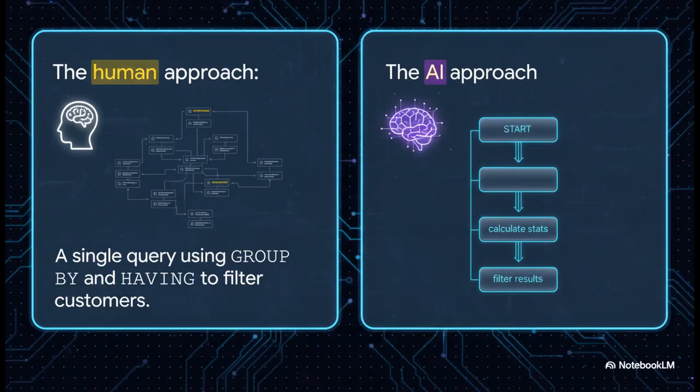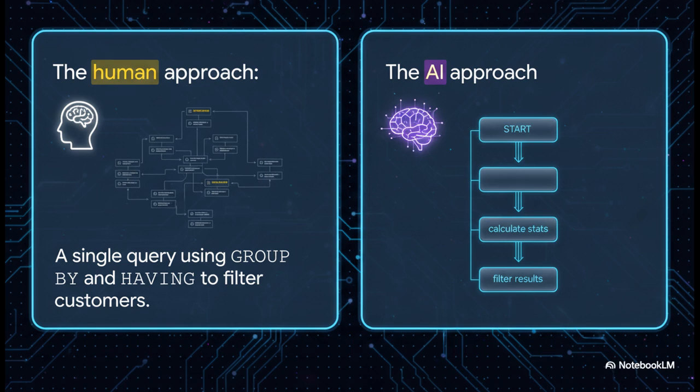So this is where it gets really interesting. Look at the difference in how this is structured. On the left, you've got the typical human approach. We use a group by and then a having clause to filter our groups. And look, it's technically correct. It gets the job done. But then, look at the AI's version on the right.